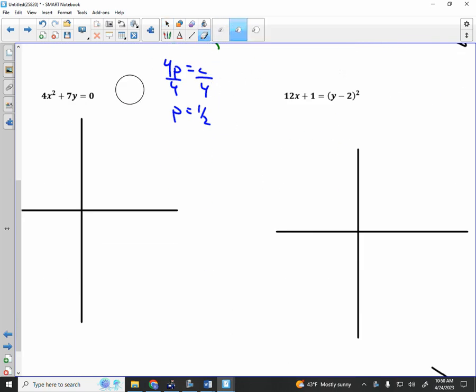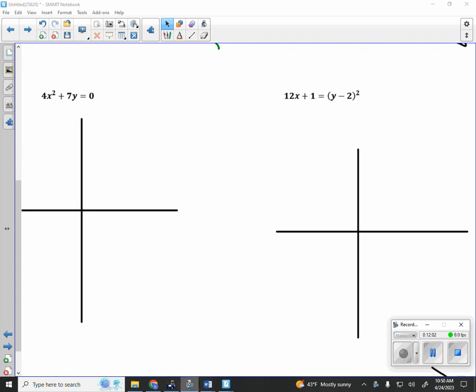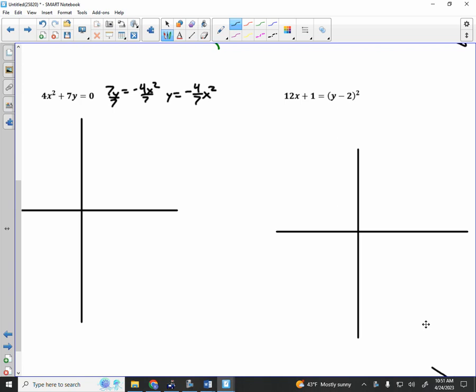Okay, how about 4x squared plus 7y is equal to 0? Talk to your peer, decide, is this up, down, right, or left? Ready, set, go. Okay, I heard some people say it. This is a downward parabola. You solve and you get y is equal to negative 4/7 x squared. The negative 4/7 indicates that it's going to go down.